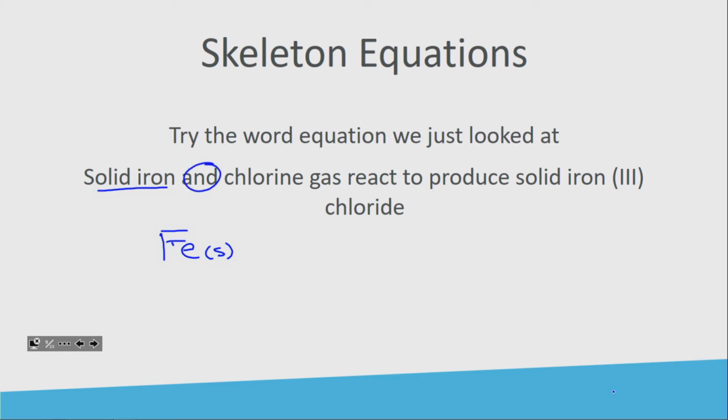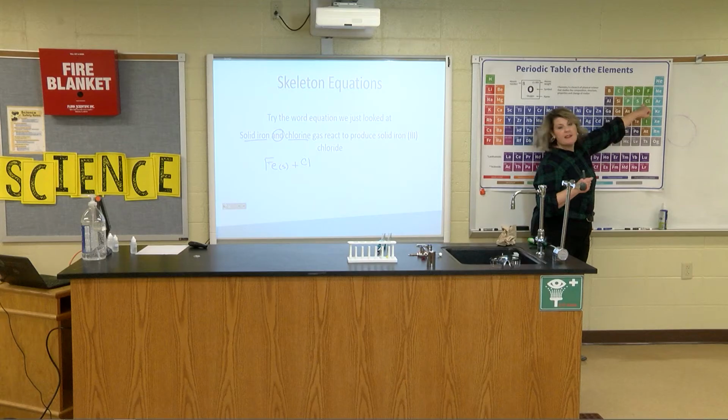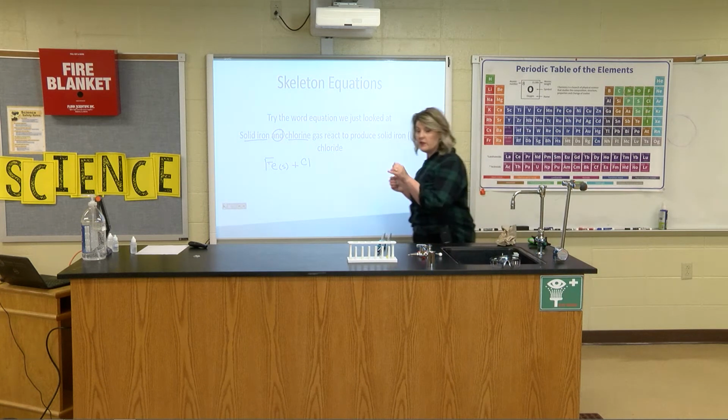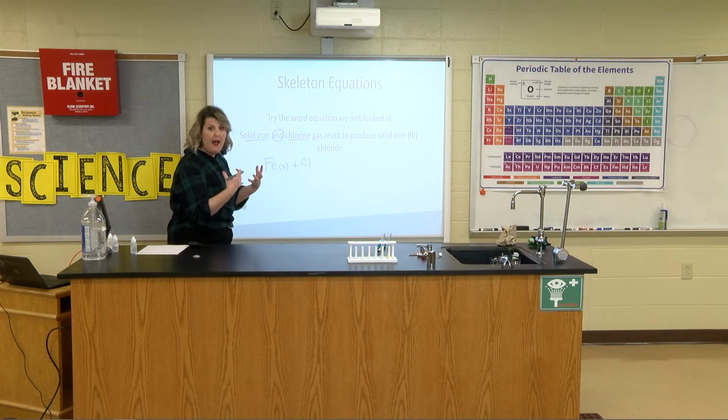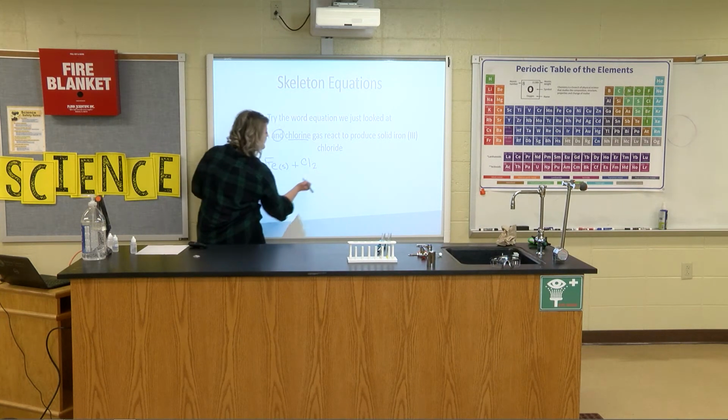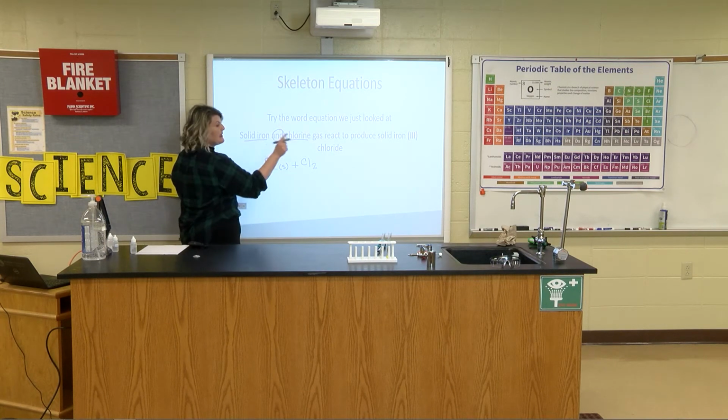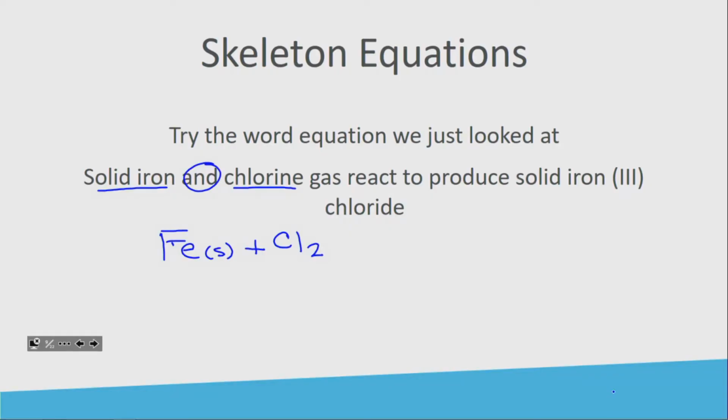And who remembers how we write "and" in a chemical reaction? In a chemical reaction, to write "and," you're going to use a plus sign. So we have solid iron and chlorine gas. Chlorine is Cl. But you should notice something special about Cl. Cl was one of those Magnificent Seven, one of those Brinkelhoffs over there. So Cl does not exist as Cl by itself. It exists as Cl2. That's why I said it's really important that you know those 7. Now, it's a gas.